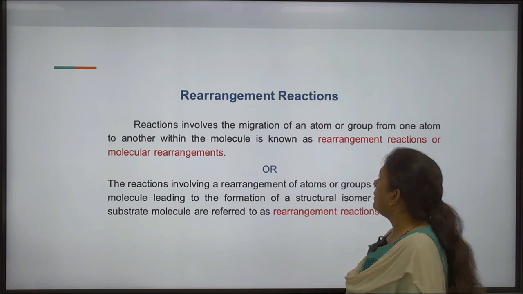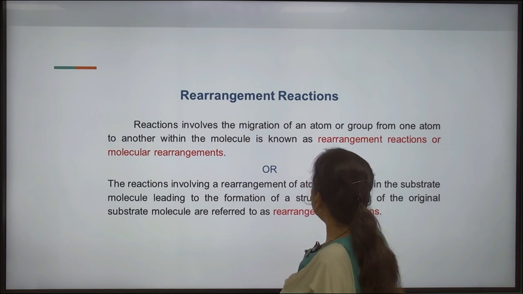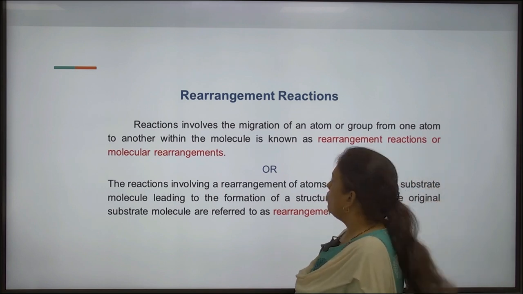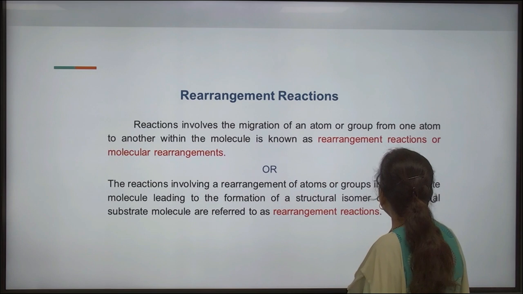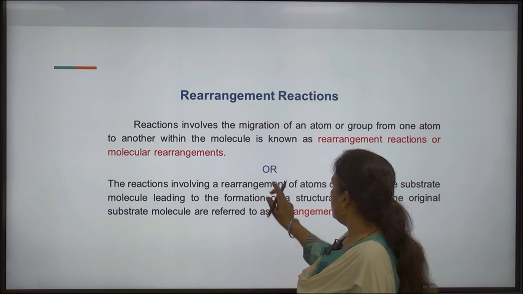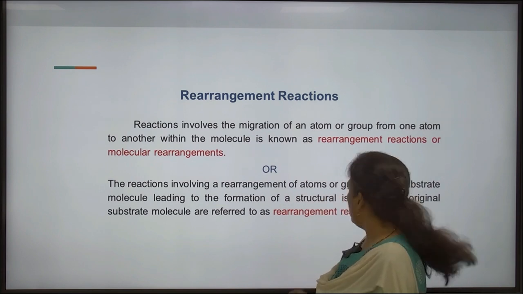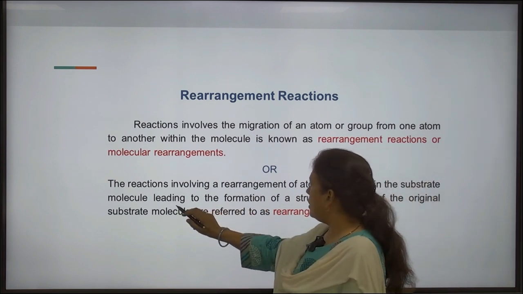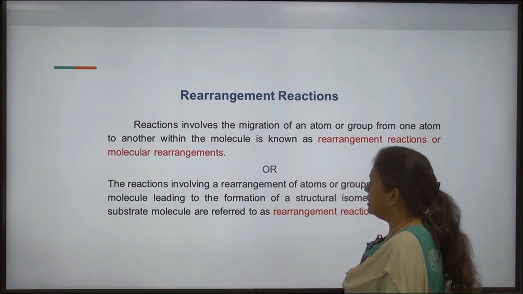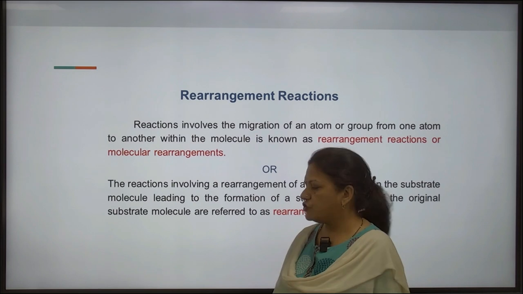Now, rearrangement reactions. Reactions involving the migration of an atom or group from one atom to another within the molecule are known as rearrangement reactions or molecular rearrangement. Or the reaction involving a rearrangement of atoms or groups in the substrate molecule leading to the formation of a structural isomer of the original substrate molecule is referred to as a rearrangement reaction.